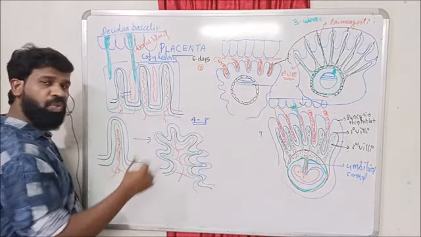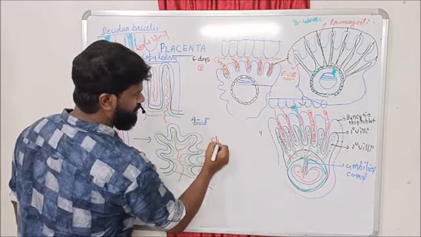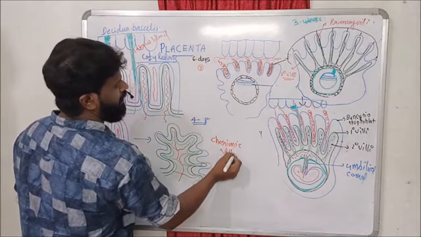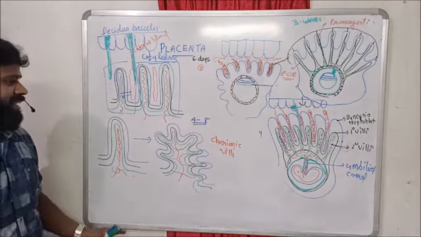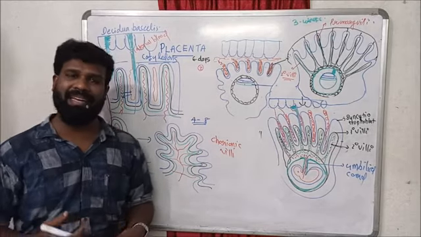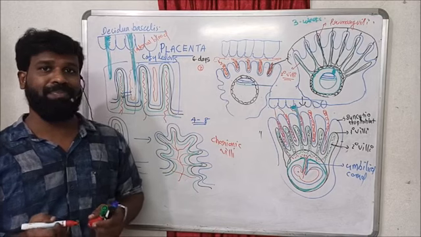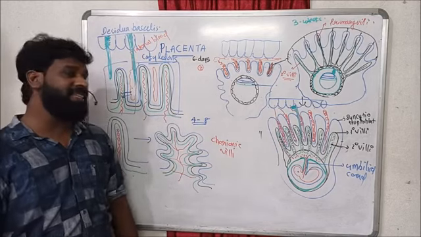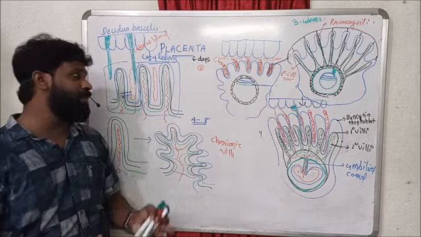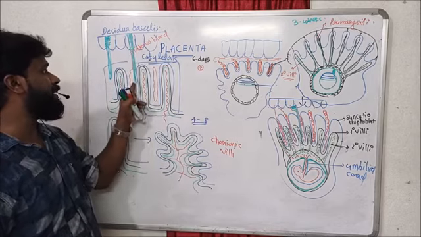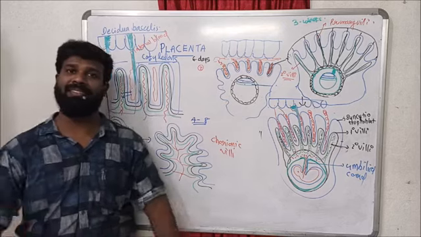This is called the chorionic villi. Here, at about 4 to 8 weeks, the surface area of the chorionic villi increases by branching of the villi. And increasing the surface area increases the exchange of materials between maternal blood and fetal blood.